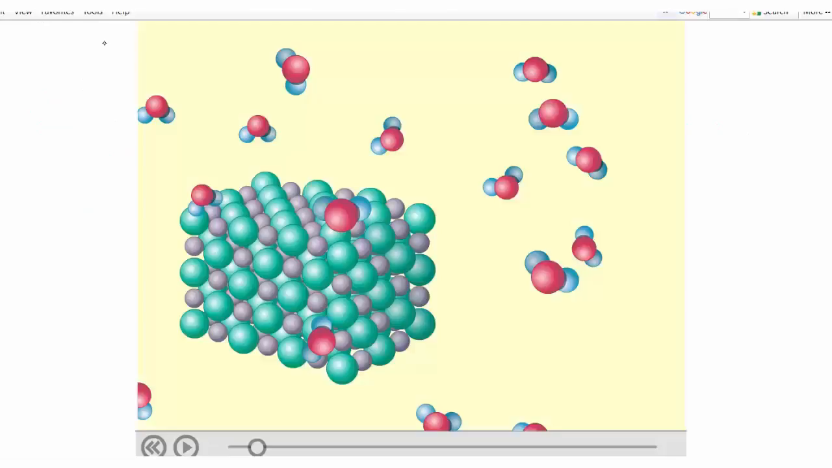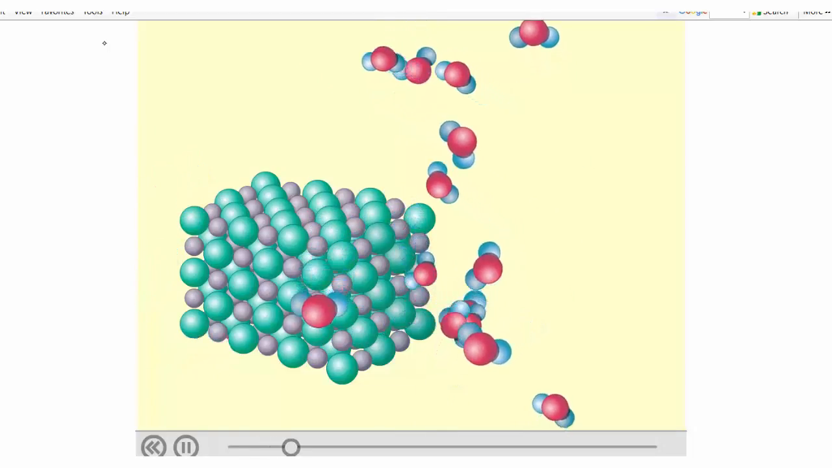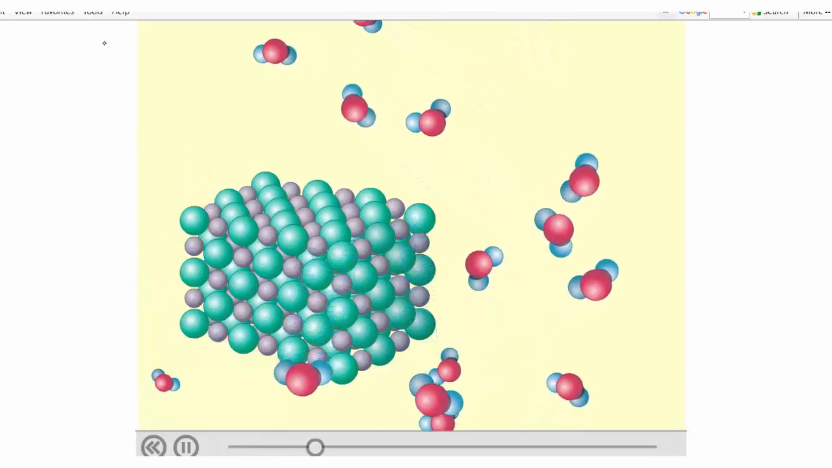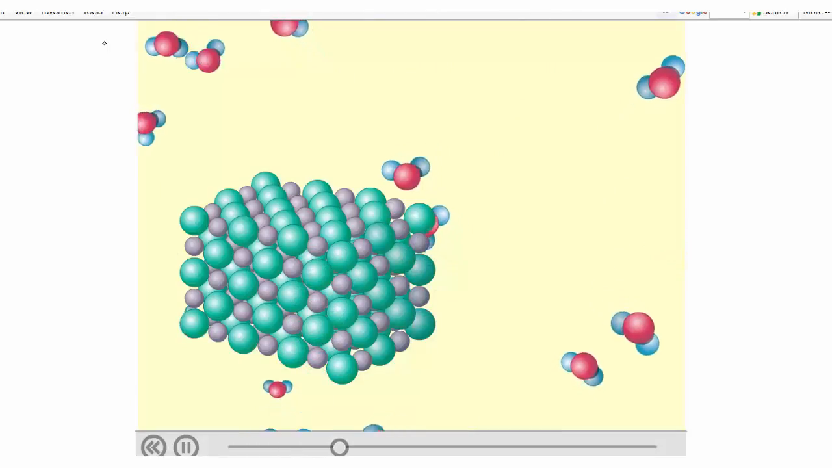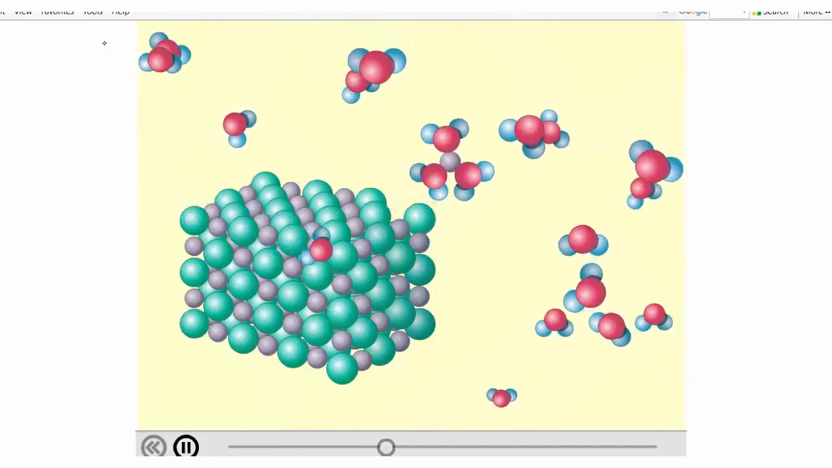Okay, so here's our salt crystal, okay? And you can see the water molecules floating around. Let's see if we can figure out whether the green or the gray spheres are the sodium ions or chloride anions. Let's see if we can figure it out. Okay, so the water's striking the salt crystal. Let's see if we can find something odd going on here. Here's something that's going on. Let's pause this.